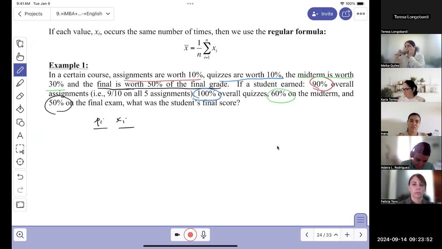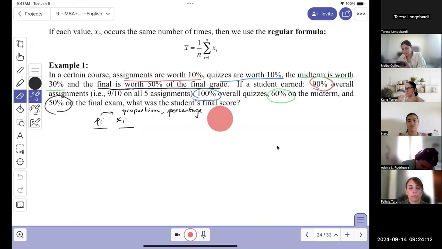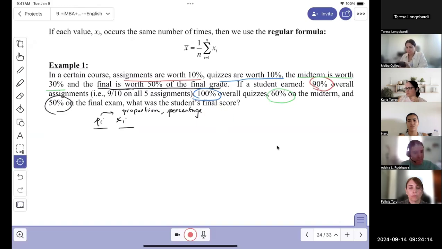The P stands for proportion. P is used a lot in statistics because it can also be percentage, and it can also be probability. But we're not going to use the word probability here because proportion or percentage is more appropriate. All right, so I'm going to write down that it's 10%.